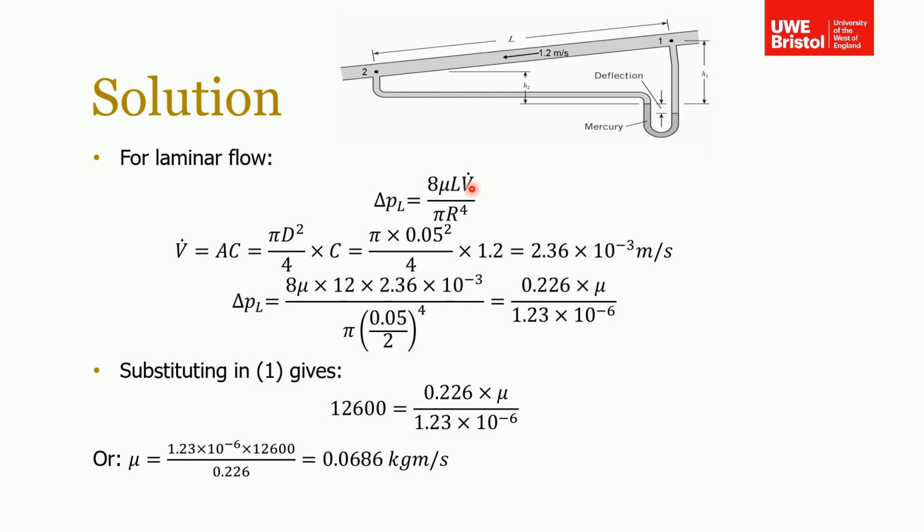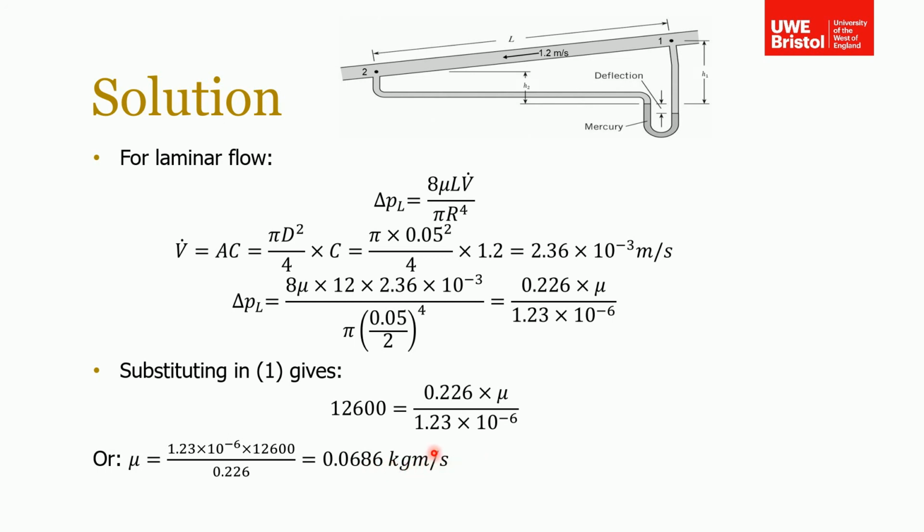We don't know what the volumetric flow rate is, but we can calculate it quite easily because we know the diameter of the pipe and the velocity of the fluid, so therefore we can work out the volumetric flow rate. Sorry, that's a mistake there, it should say meters cubed per second. And so therefore we can write the pressure loss in terms of viscosity, and then we now know everything apart from viscosity, so we can rearrange and find out that the viscosity is 0.0686 kilogram meters per second.